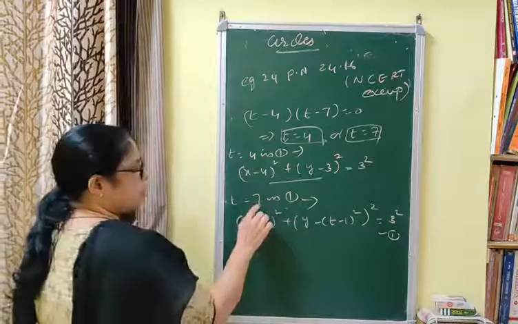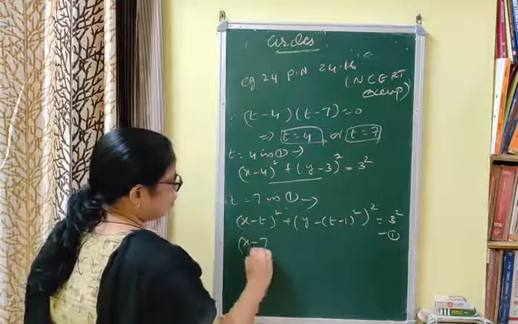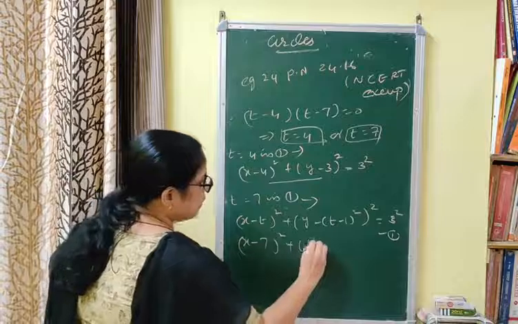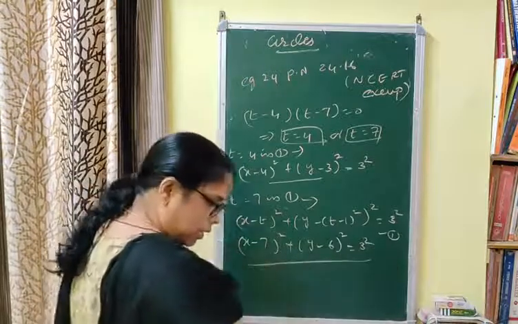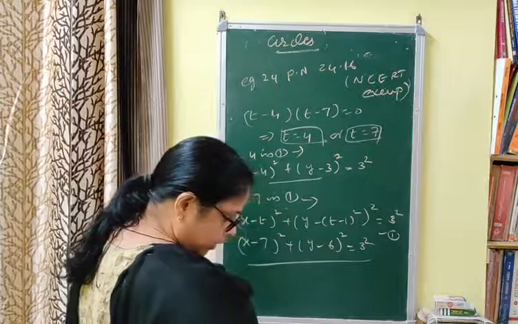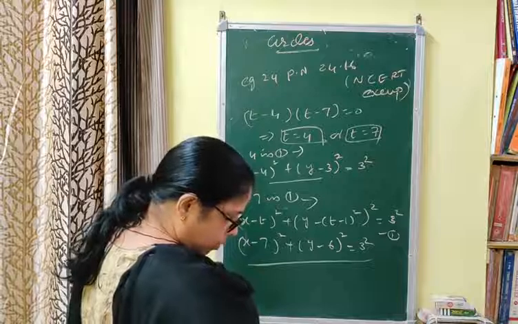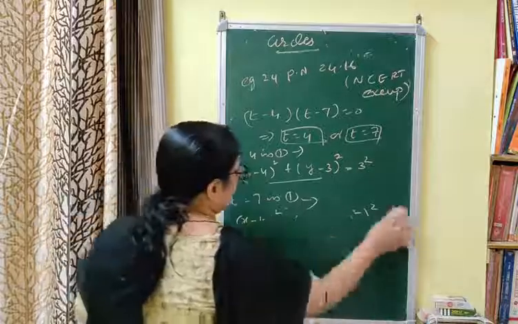Now you have to put t equal to 7. You get (x minus 7) whole square plus (y minus 6) whole square is equal to 3 square. This is the second equation. That means we got two equations of the required circle whose center lies on the line y equal to x minus 1, with radius equal to 3, and which passes through the point (7, 3).